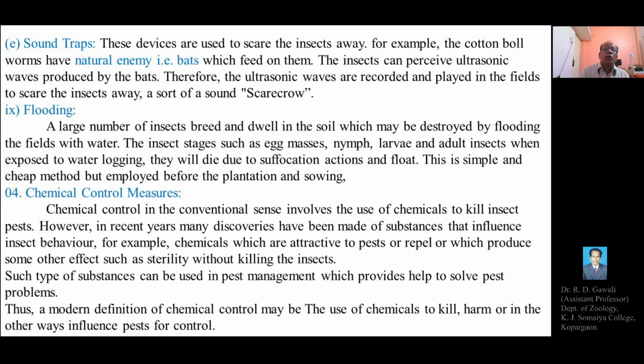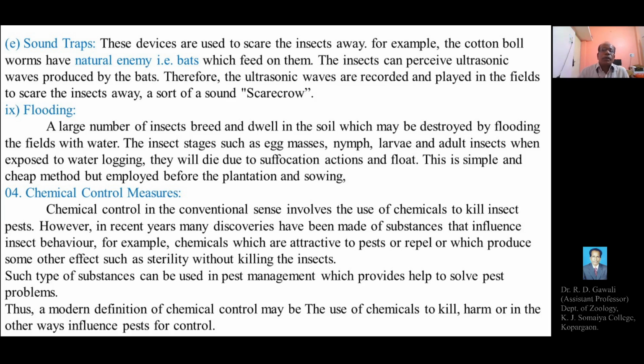So ultimately, for the control of the cotton boll worm, we can use sound traps which will produce the frequency of ultrasonic waves similar to the frequency of the sound produced by the bats. So sound traps can also be used for the control of the cotton boll worm with the help of ultrasonic waves produced by a device, serving as a scarecrow that will help the cotton boll worms to leave the cotton field.